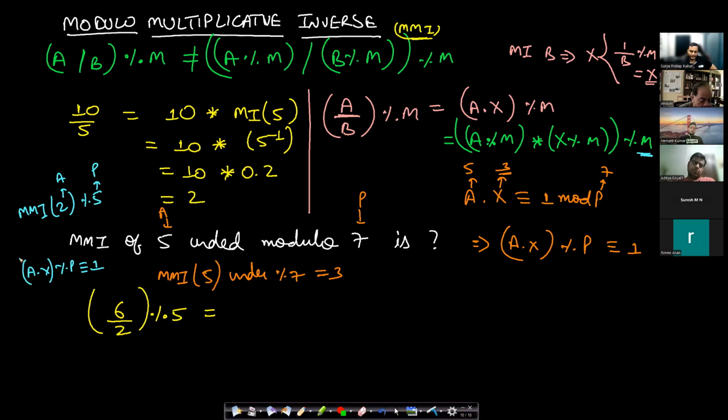What will be that value? You know it. It is a very small number. 3. Yeah, 3, right? 3 into 2 is 6. 6 mod of 5 is 1. Right? So 3. So I can write it as 6 into 3 mod of 5. Now I can apply the distributive property very simply.